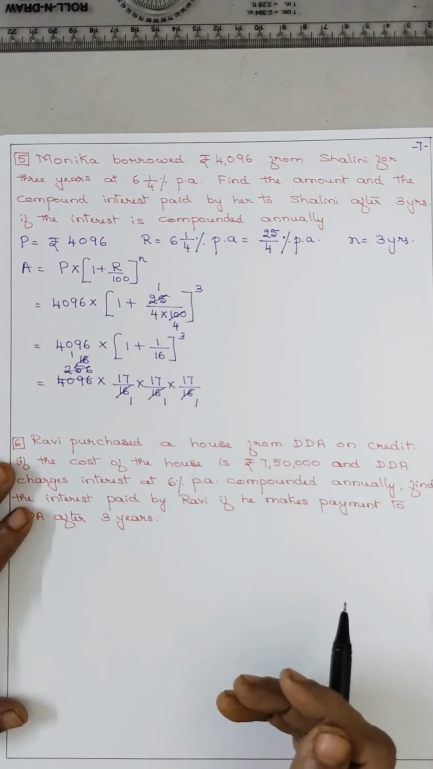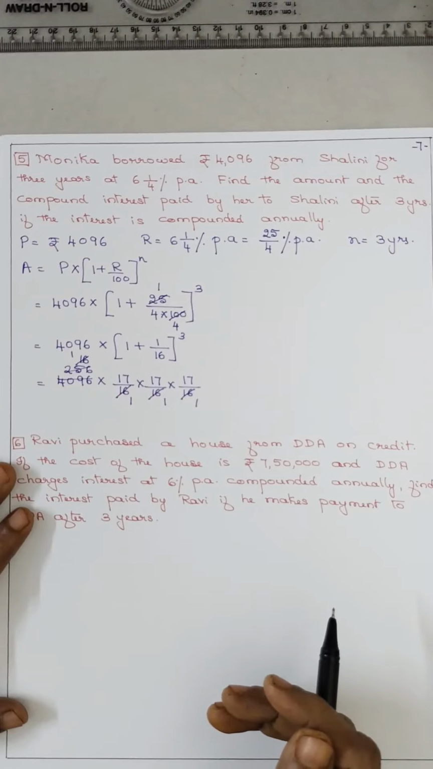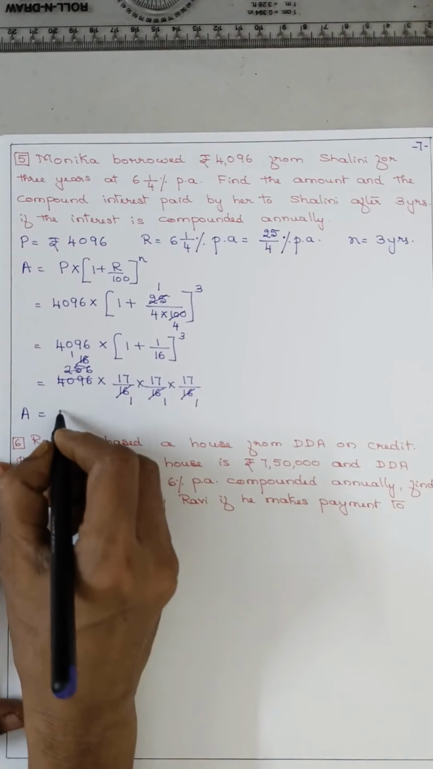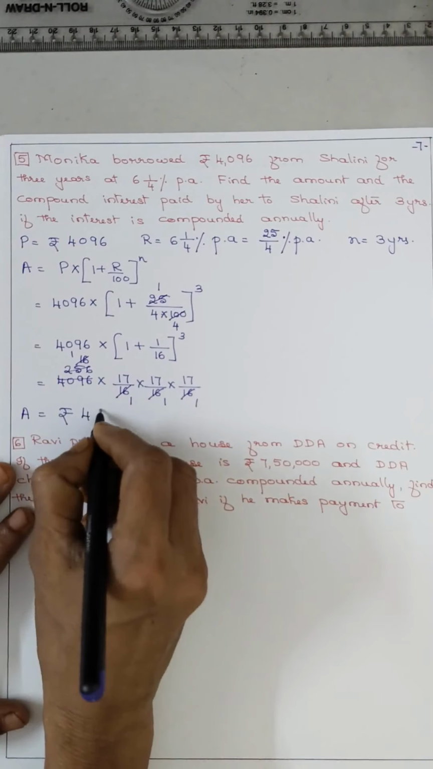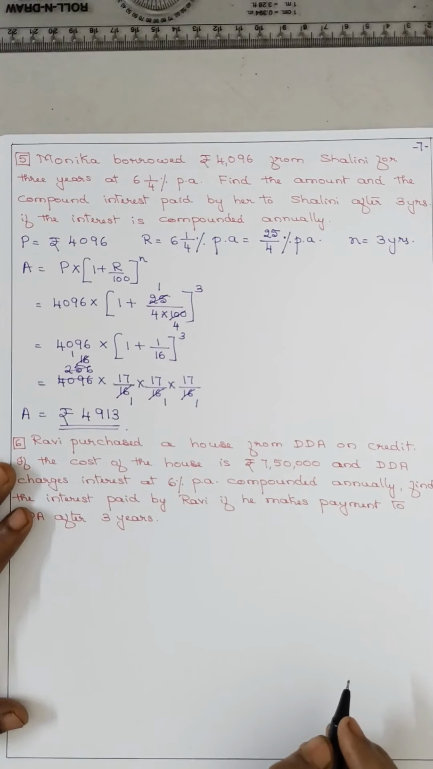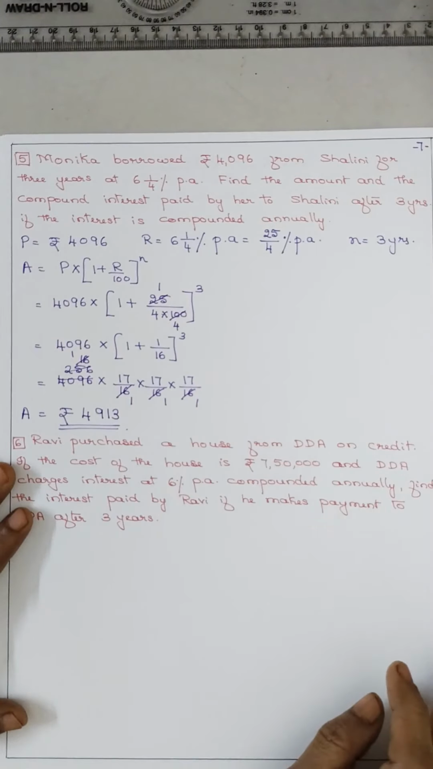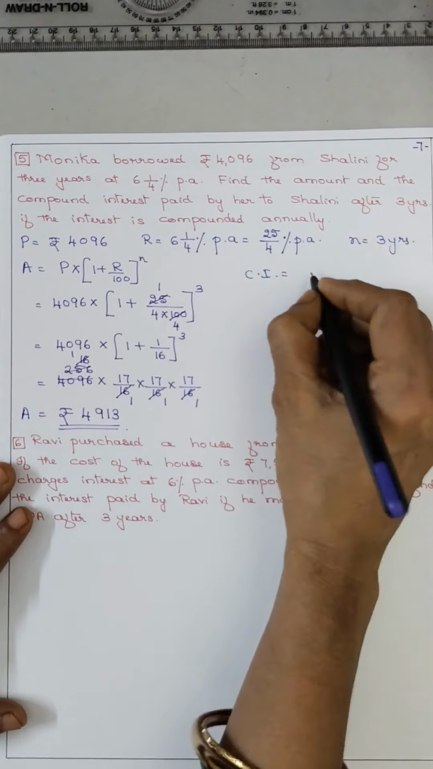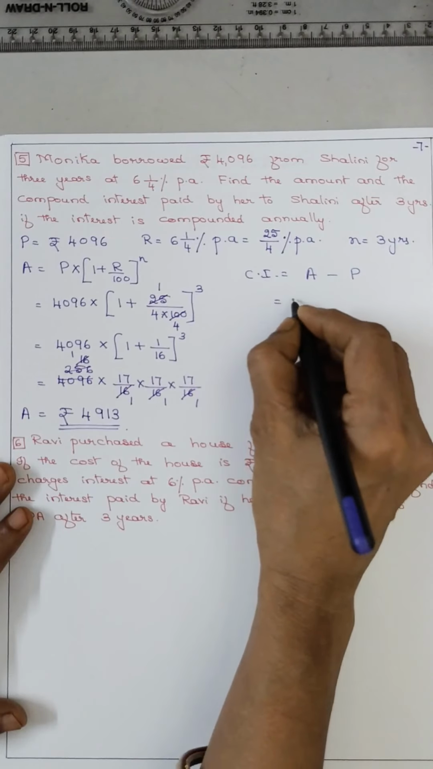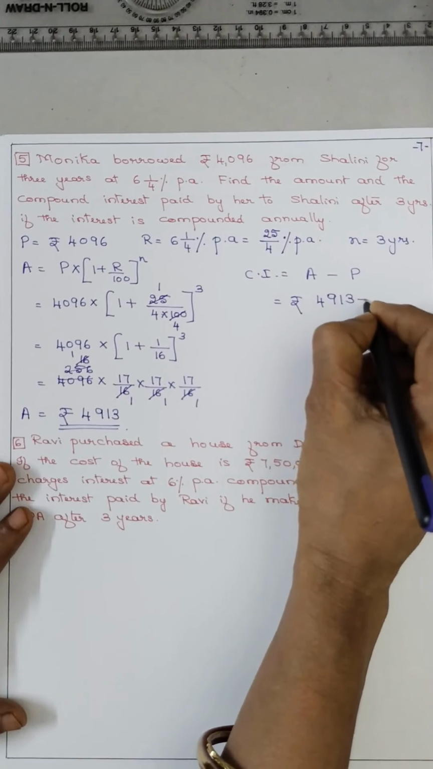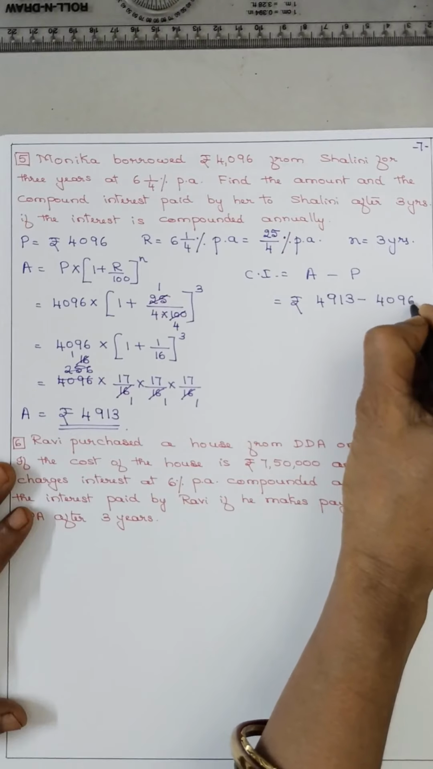Now 17 square is 289. Again multiply by 17. So you get the answer 4913. 4913 is the amount, because only 17 cube we have to find out. Now CI. Amount minus principal. Amount 4913 minus 4096.